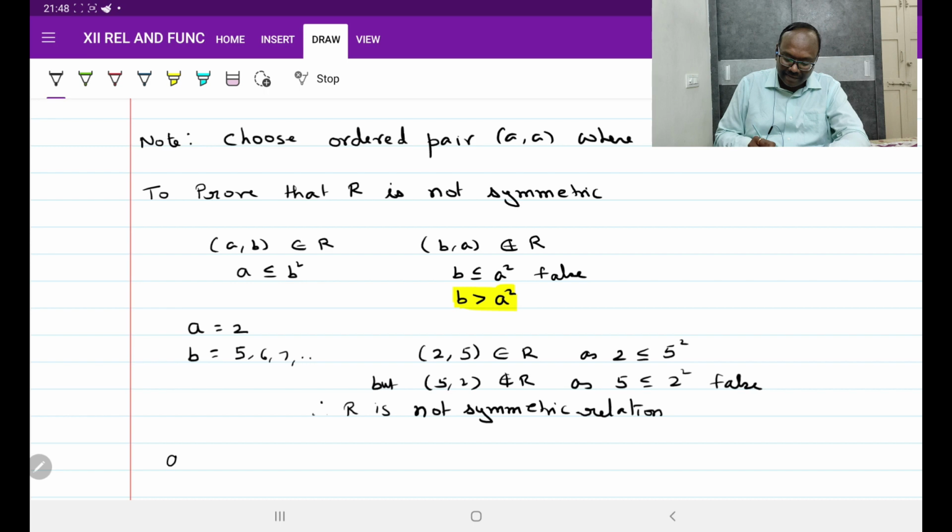Similarly, if I take the value of a equal to 3, what should be the values of b? It should be greater than 3 square. So it should be 10, 11, 12, and so on. Because 3 square is 9, I should choose a value which is greater than 9, that is, it can be 10, 11, 12, and so on. So this is how we prove that the given relation is not symmetric. So we can choose as many examples as we can once you know the logic of how to create an example for proving the relation is not symmetric.